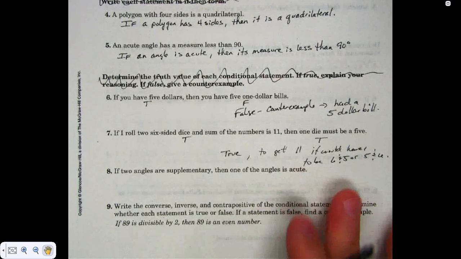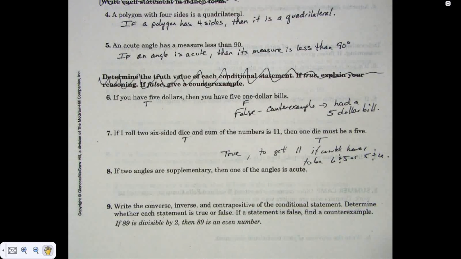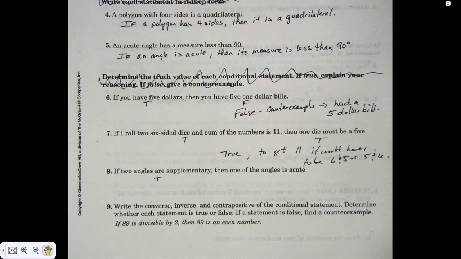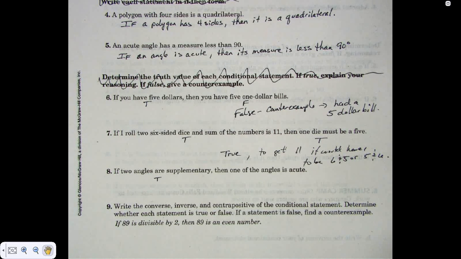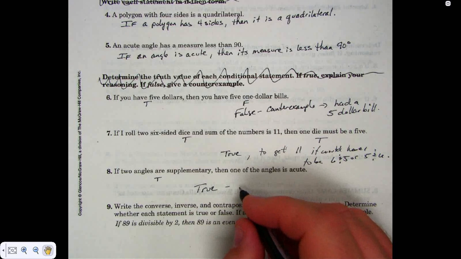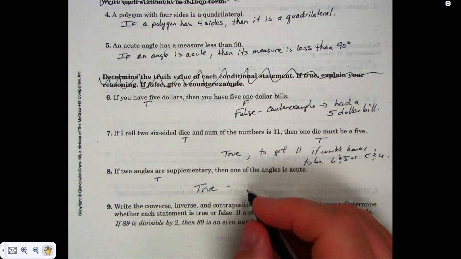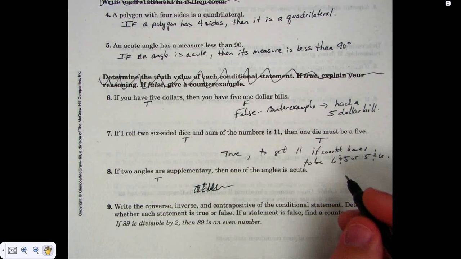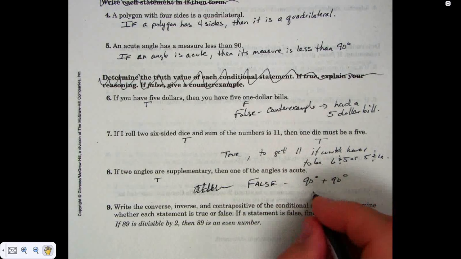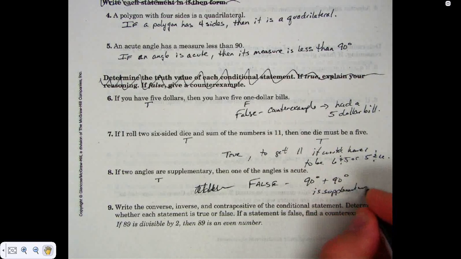One of the two. If two angles are supplementary, then one of the angles is acute. Okay, you got two angles that have to add to what? 180. Is there any chance of having a 91 and 91 add to 180? If one of them is over 90, what does the other have to be? So that's true. Right? Well, that's true. Good job. False. 90 degrees plus what? 90 degrees is supplementary. Very good.